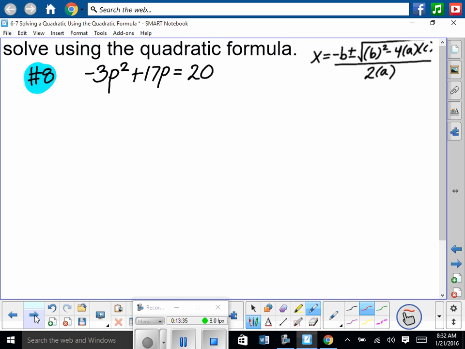Number 8, then I'm just going to let you go. It really just takes practice and typing it into your calculator correctly, not making any errors. So number 8, first of all, it has to be in standard form to use the quadratic formula. It has to be equal to 0. So first of all, it's not equal to 0. So I'm going to subtract 20 from both sides. So negative 3p squared plus 17p minus 20 is equal to 0.